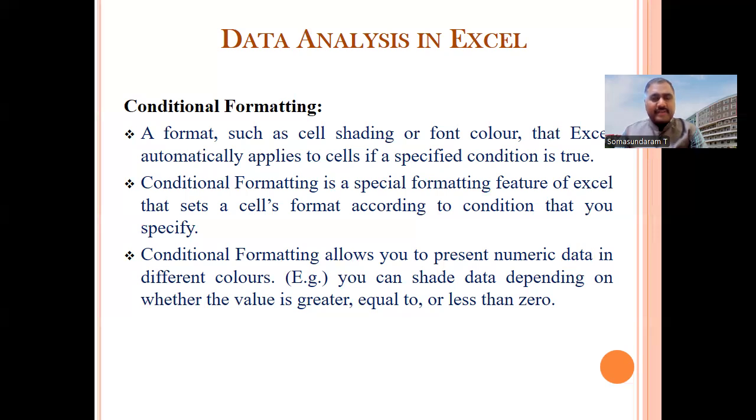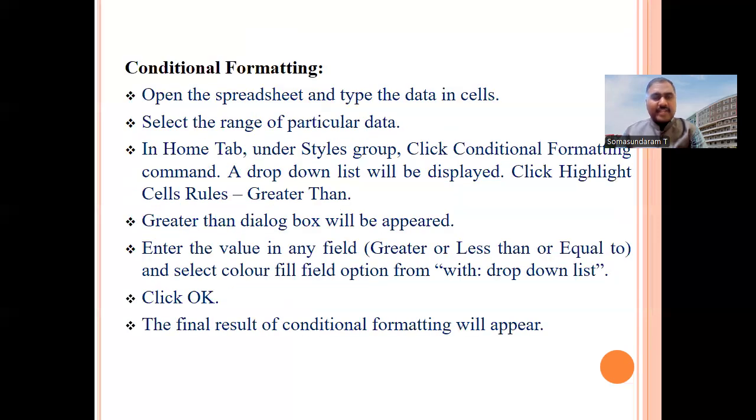Now, for example, there may be different conditions. I may want to highlight a particular row or column that fulfills a condition like greater than 50 or less than 70, between 50 and 60, and so on. That is the basic conditional formatting. Like that, there are many conditions. I will show you in Excel.